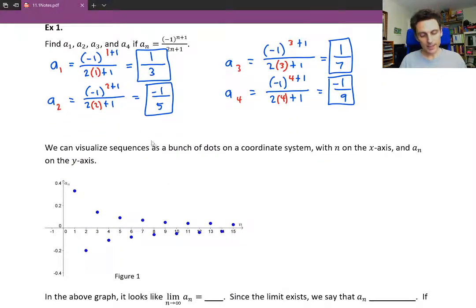Now you can visualize sequences as a bunch of dots on a coordinate system, where you can write n along the x-axis and a sub n on the y-axis. So n is like the input. You're inputting 1, you're inputting 2, you're inputting 3 and 4, just like we did. This would actually be a visualization in figure 1 of that sequence that we were just looking at not too long ago. So this is the sequence 1/3, -1/5, 1/7, and -1/9. Not too long ago, meaning a few seconds ago.